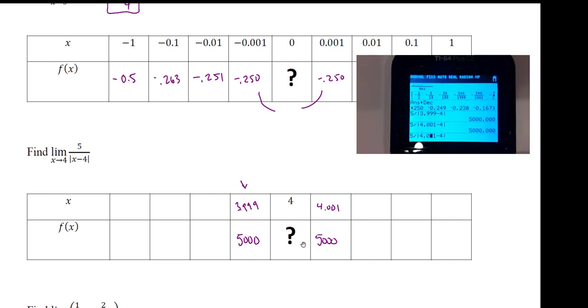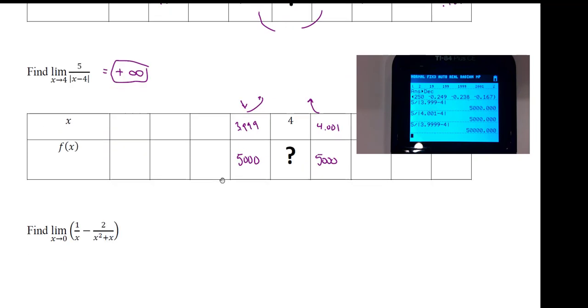So let's go back and see what happens if we go 3.999 with one more 9. Oh, it's not close to 5,000. Now it's close to 50,000. So what this is indicating is that this is some kind of graph that has an asymptote, and it's flying off towards infinity on both of these sides. So this answer is positive infinity.